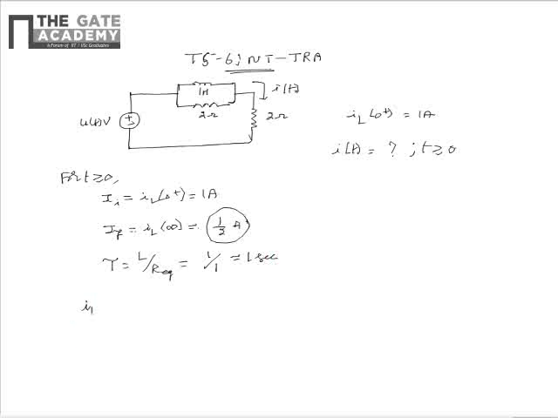From this we see that IL of t can be written as IF plus (II minus IF) multiplied by e power minus t by tau. So this can be simplified as half multiplied by (1 plus e power minus t) u of t ampere. So we got the current through the inductor.